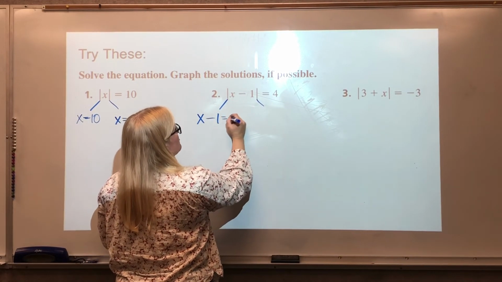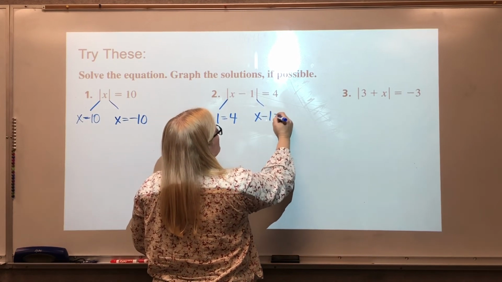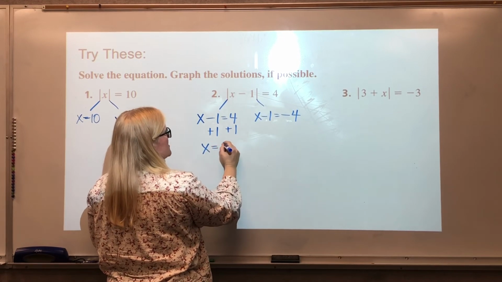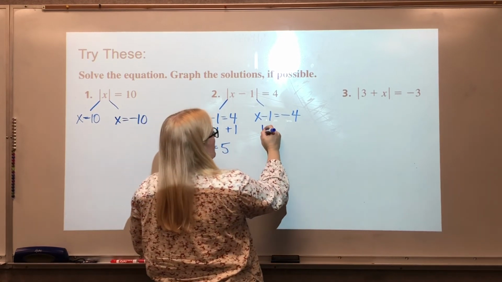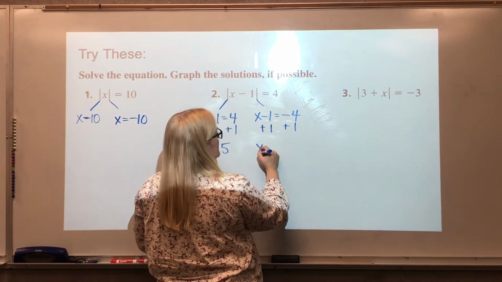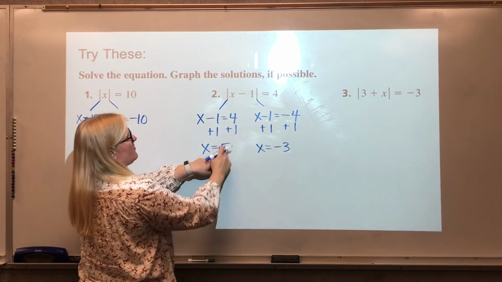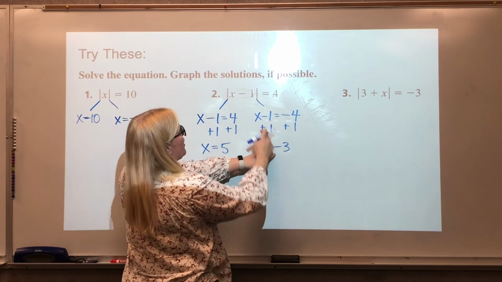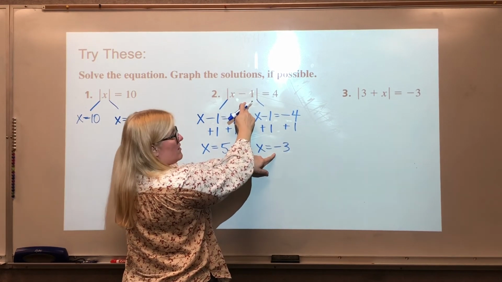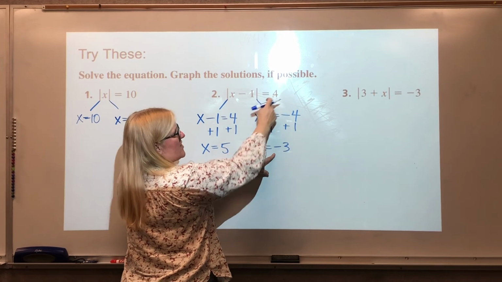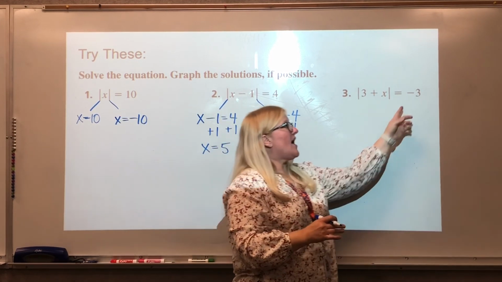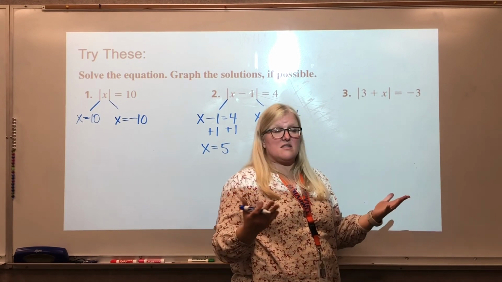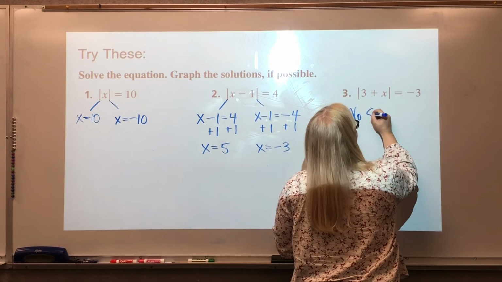Over here we have our two equations. x minus 1 equals 4, and x minus 1 equals negative 4. I'm going to add 1 to both sides over here, and I get x equals 5. And over here I'm going to add 1 to both sides, and I get x equals negative 3. If I plug in 5 here, 5 minus 1 is 4. The absolute value of 4 is 4. If I plug in negative 3, I get negative 4, and the absolute value of negative 4 is 4. And here we have another situation where they want this absolute value to equal something negative, and it can't. So this is no solution.